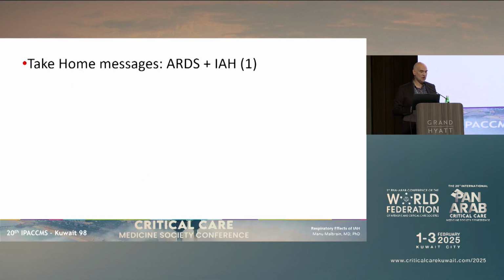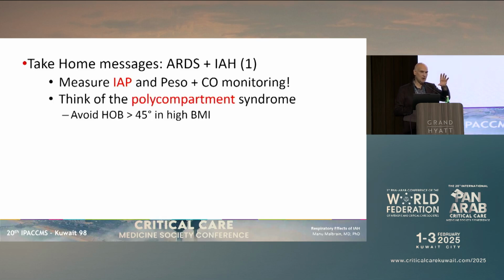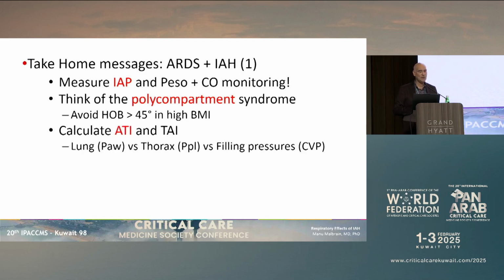And as take-home messages, measure the pressure. If you can, also esophageal pressure, cardiac output monitoring. Think about polycompartment syndrome, interactions between the abdomen and the chest. Avoid head of bed positions if the patient is obese, high body mass index, and abdominal hypertension. You can calculate the abdominal thoracic index of transmission.